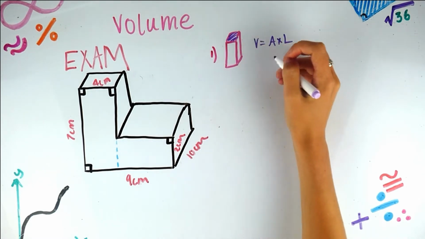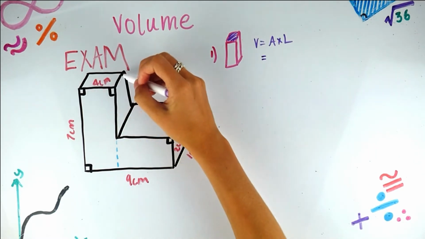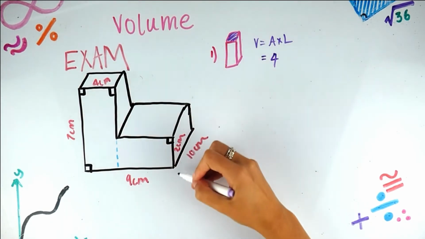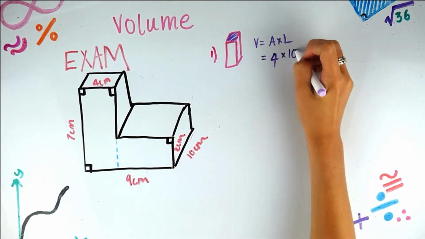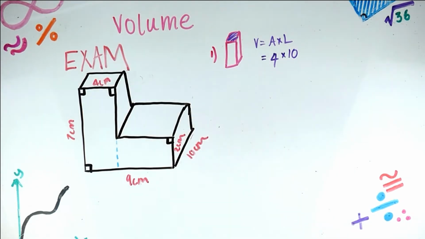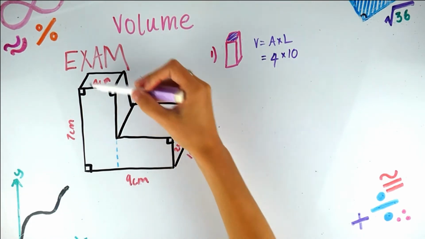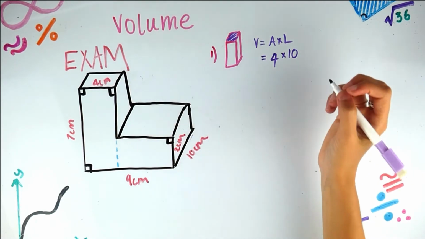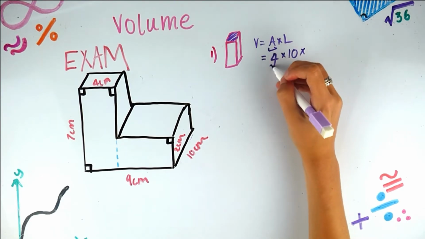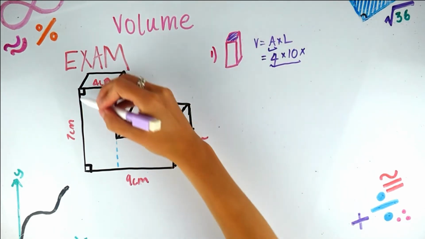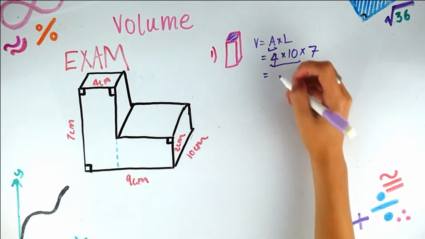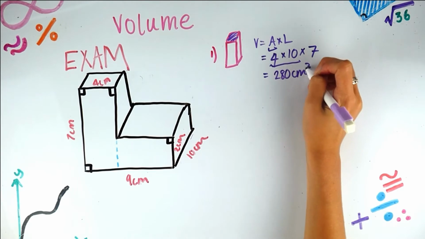That is the base times height of this square, so we have 4 is that length, and this length going back should be 10 centimetres. It doesn't really look like 10 because it's going away from you and I've drawn it, but all of these are going back the same amount. And then we've got to multiply, so that's our area bit, and then the length or the height here is 7 centimetres. If we work that out, we get 280 centimetres cubed.